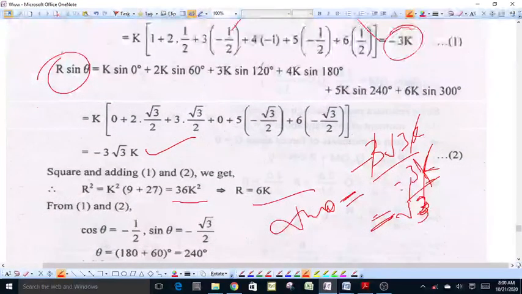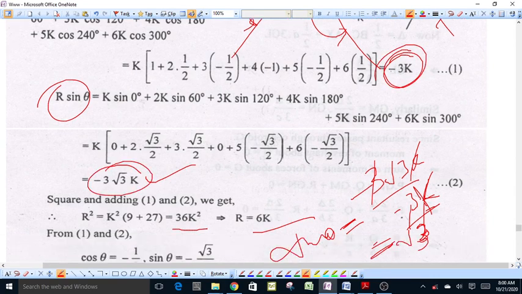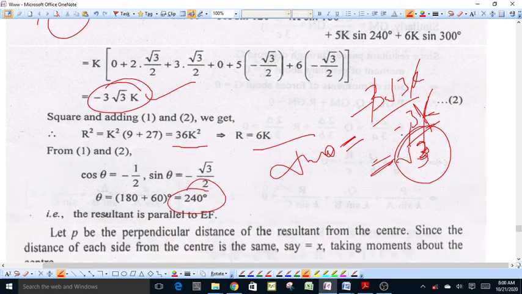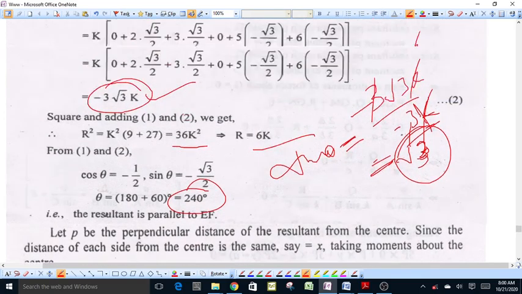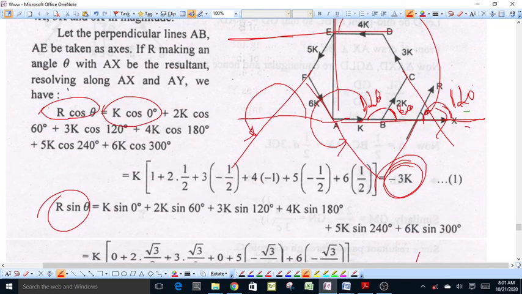Because cos is negative, this is negative, and the y component is also negative, and from the third equation tan theta is positive. This means theta lies in the third quadrant and theta comes out to be 240. Now suppose that this resultant is at a perpendicular distance p, small p, from the origin A.